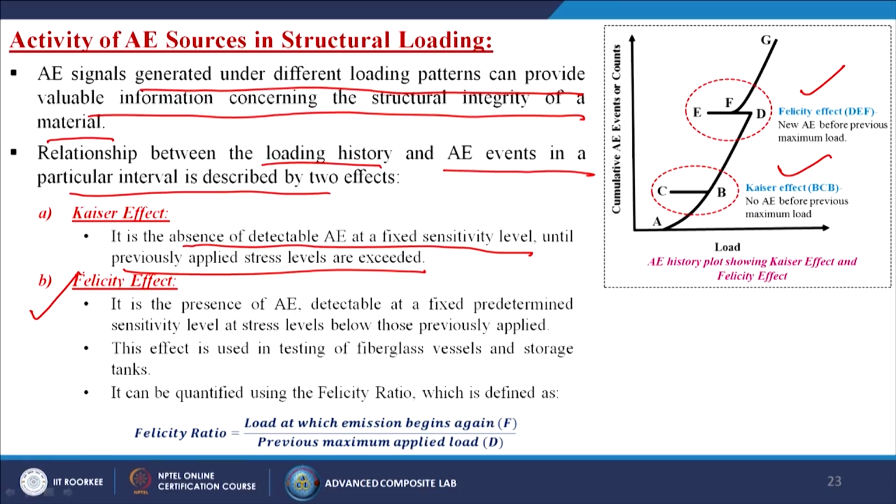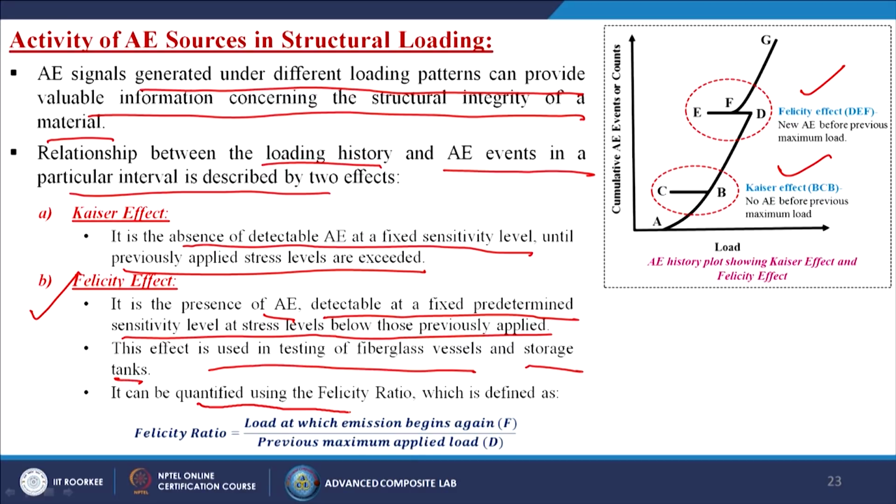Next is called the Felicity effect. It is the presence of AE detectable at a fixed predetermined sensitivity level at stress levels below those previously applied. This effect is used in testing of fiberglass vessels and storage tanks. It can be quantified using the Felicity ratio, which is defined as the load at which emission begins again over the previous maximum applied load. That means one is without any load, and the other will tell you if there is any residual load present from the earlier testing.